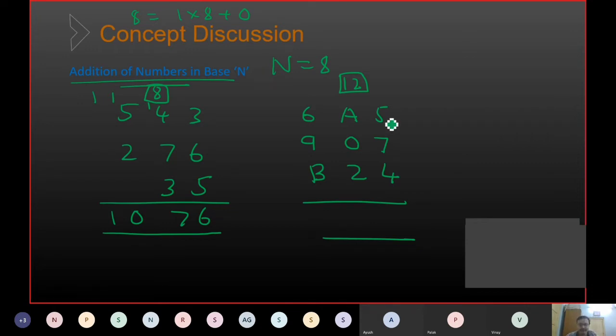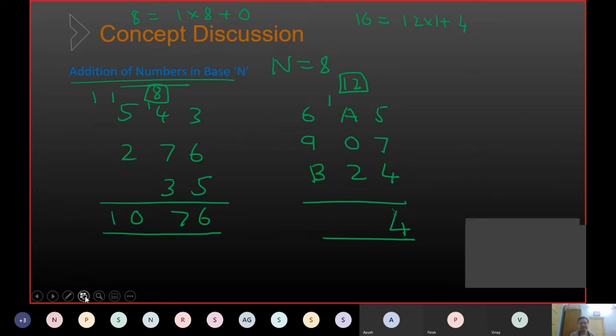So first thing, unit digit, what is happening? 5 plus 7, 12, plus 4, 16. How can I represent 16 in base 12? 12 plus 4, right? 12 into 1 plus 4. So that means this is going to be 4. There'll be a carryover of 1.